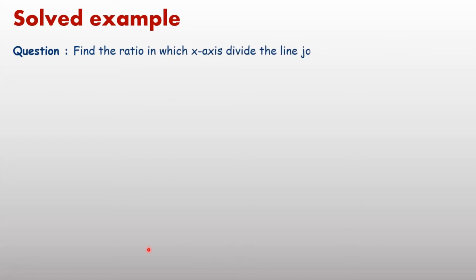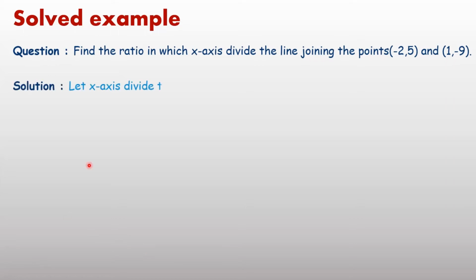Question on section formula. Find the ratio in which the x-axis divides the line joining the points (-2, 5) and (1, -9). If you are taking any point on the x-axis, its y coordinate will be 0. Let the x-axis divide the line in the ratio m is to n, or you can also assume k is to 1. You have both options.